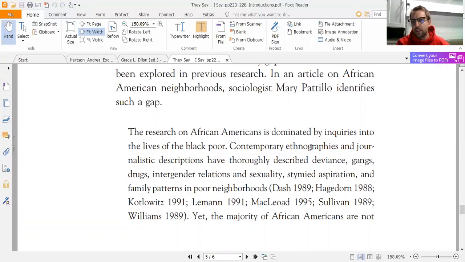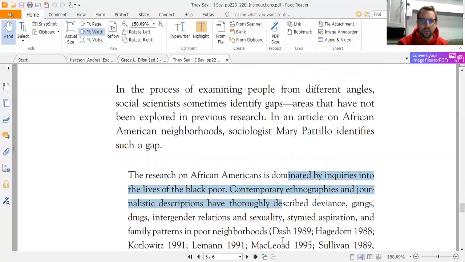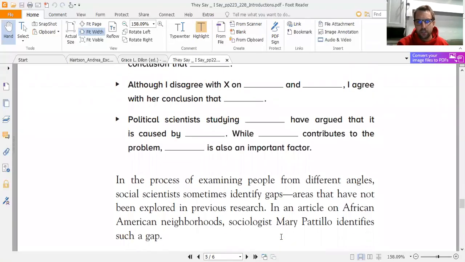this idea: contemporary ethnographies and journalistic descriptions have thoroughly described deviance, gangs and drugs, intergender relations and sexuality, stymied aspirations, family patterns, and poor neighborhoods. These are all abstract concepts, right? To some degree there's something concrete, but we're focused on the higher level, broader ideas that are coming into these, right? And then you'll explain how, in this case, they'd explain deviance and gangs and drugs and intergender relations. They would explain all those things.